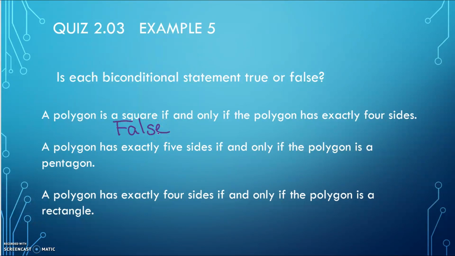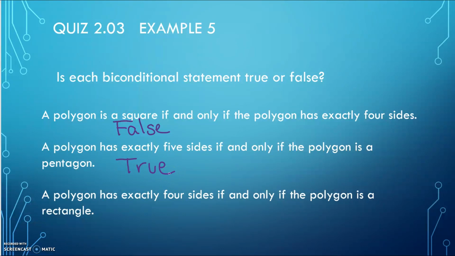A polygon has exactly 5 sides if and only if the polygon is a pentagon. A polygon is a pentagon if and only if it has exactly 5 sides. Both of those are true.